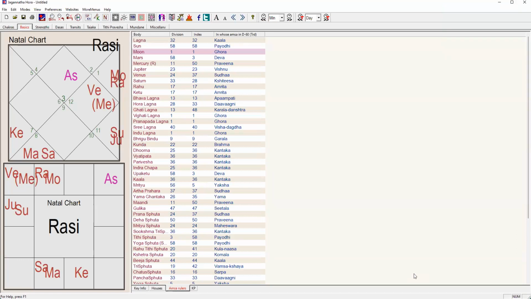Many people can be born on the same day with the same Rashi. Like this is an Aries sign, the Mesha Rashi, Aries moon sign. Many people can be born on this sign, but the Lagna may be different.